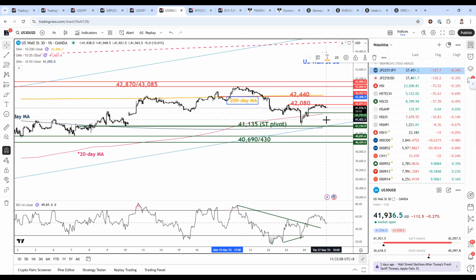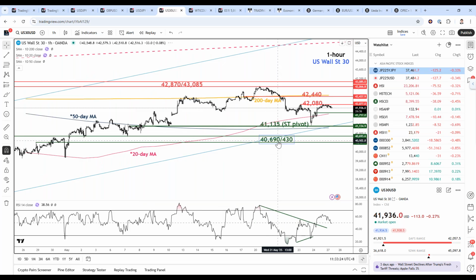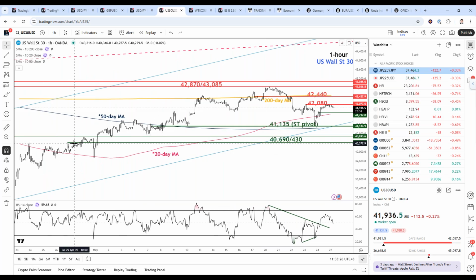Only an hourly close and a bearish breakdown below 41,135 would invalidate the bullish recovery scenario to see another round of a corrective decline sequence extending to the downside, exposing the next near-term support zone at 40,690/40,430, which is the congestion area of 29th of April to 7th of May.